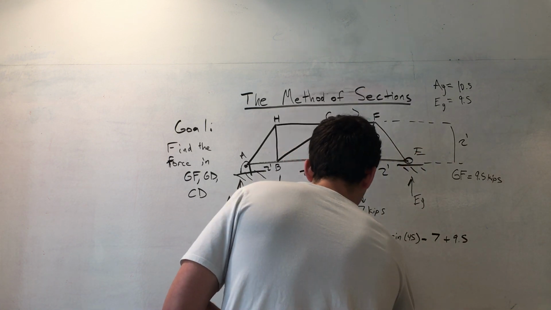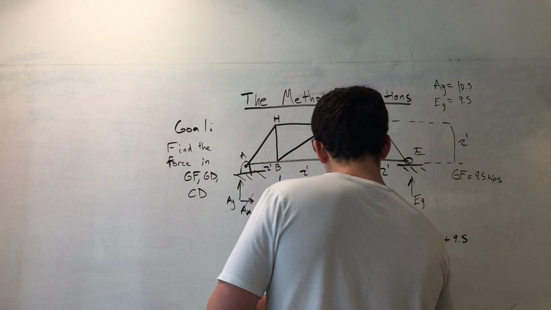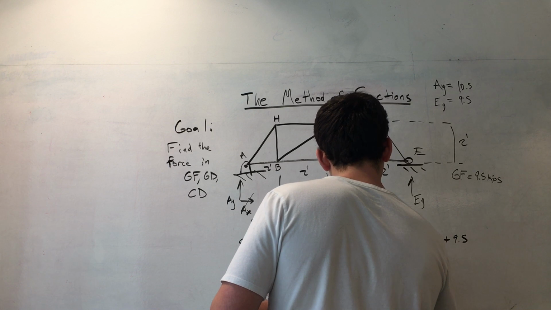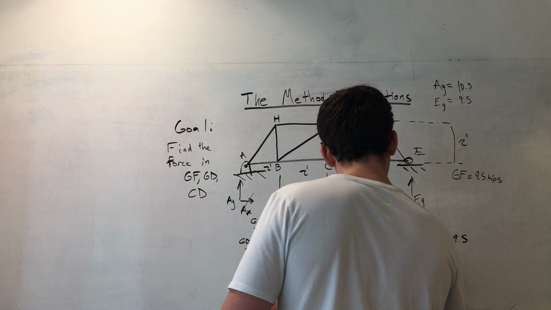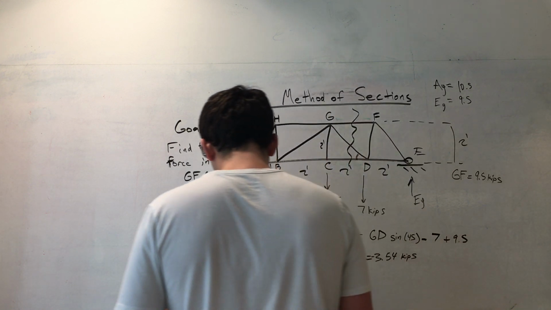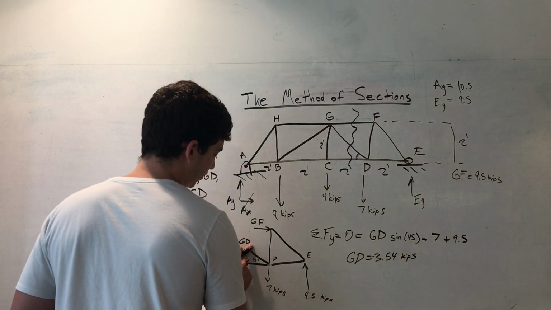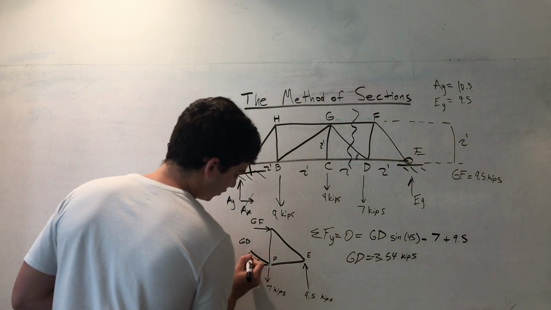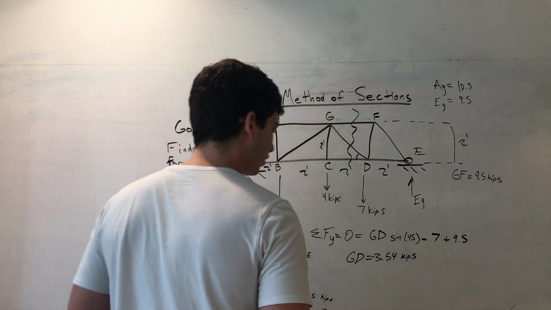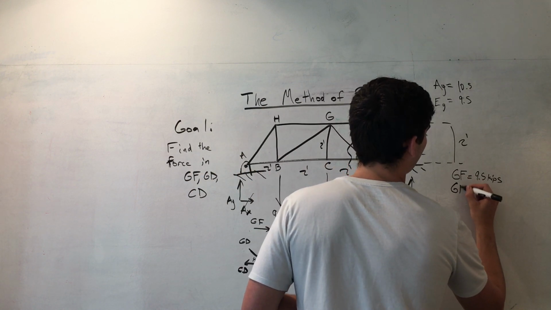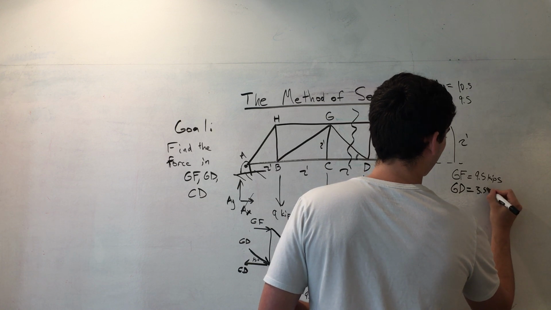So then this will give us that GD is equal to negative 3.54 kips. With this, we have a negative again, so that means GD was also in the wrong direction. It is actually in compression. And now we have our second member. 3.54.